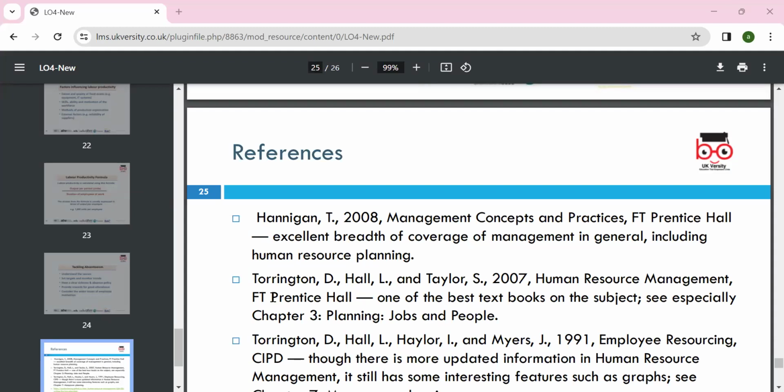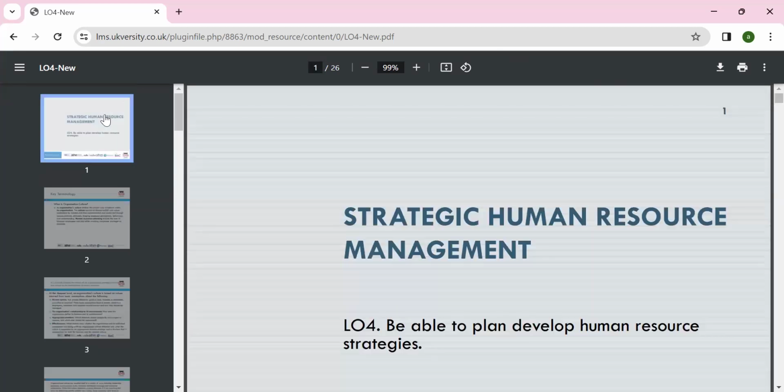Okay, guys, that was the key. HR strategies need to be contextualized with the overall organization strategy. So these are the references we use. Any questions? Yes, okay. So today we covered our LO4, which is being able to plan and develop human resource strategy, and we discussed cost leadership, cost focus, differentiation focus, and on what basis we can build HR strategy which is linked with the overall strategy.